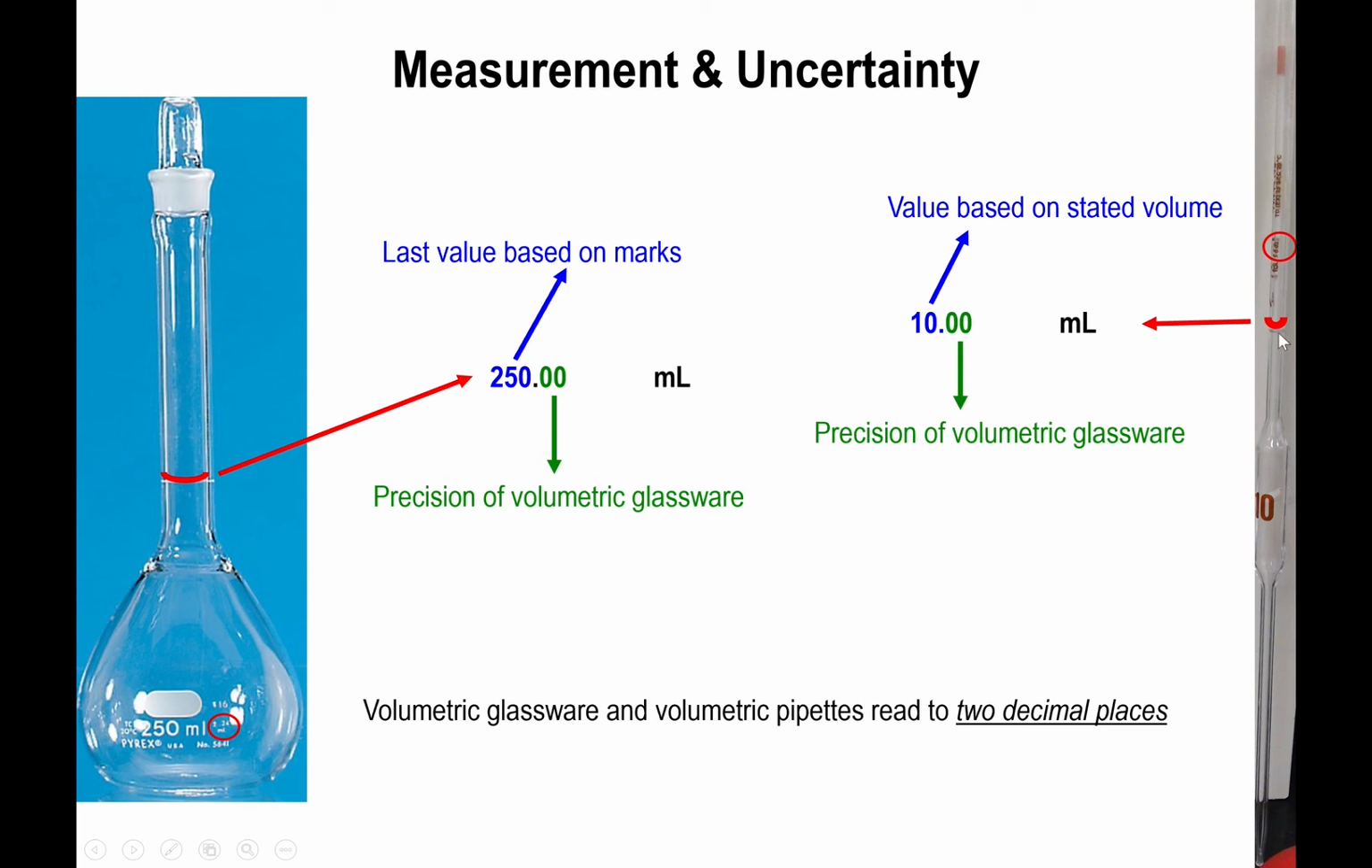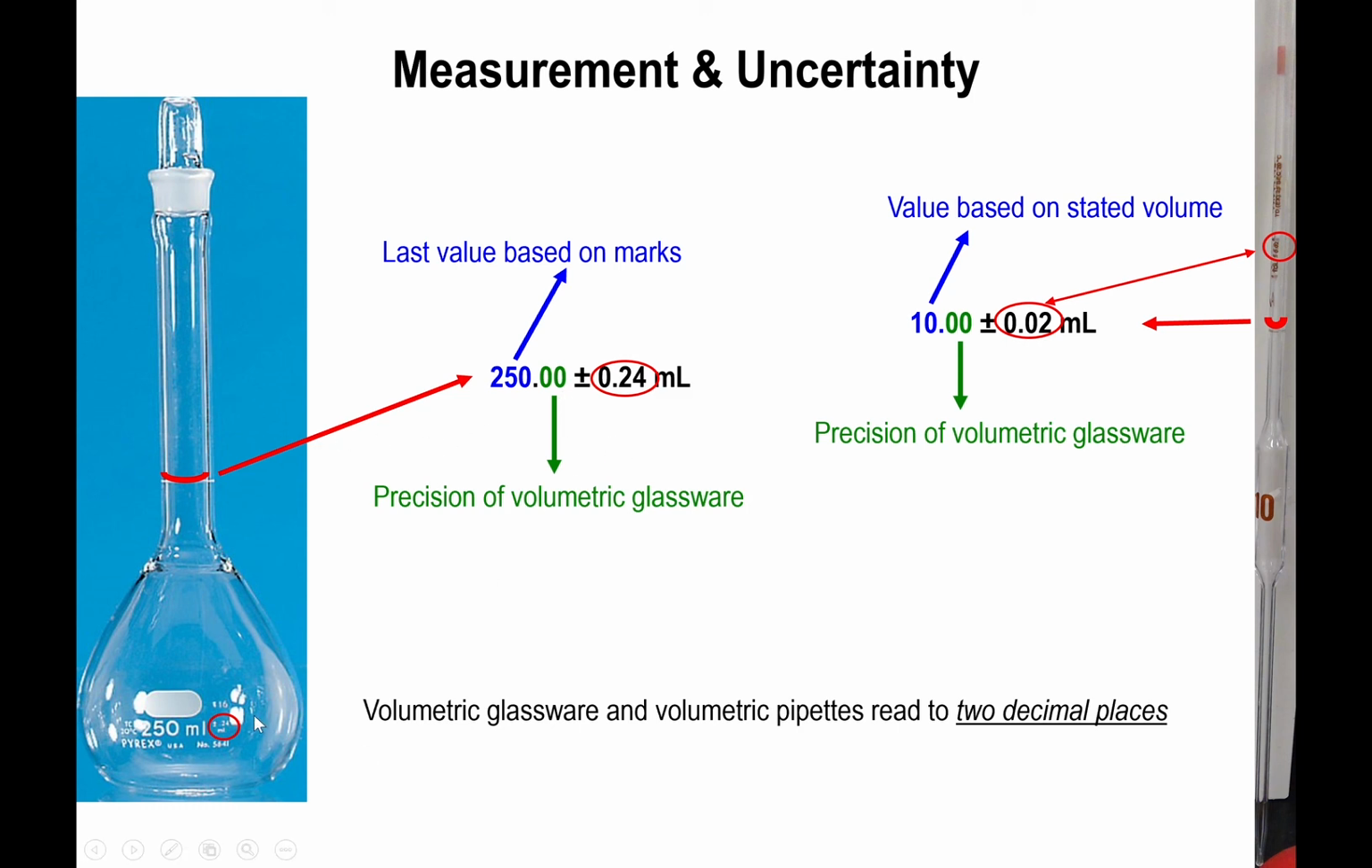Same thing here for the pipette. There's a line that if you just have the meniscus right above it, it's guaranteed to have the volume depicted right here. But because these are made much more accurately than graduated cylinders, you actually have two decimal places worth of significance. So what that basically means is that the 250 mL volumetric flask is going to have a total of 5 sig figs, right?